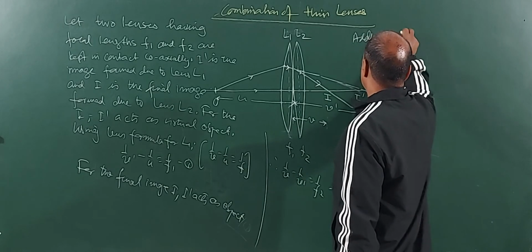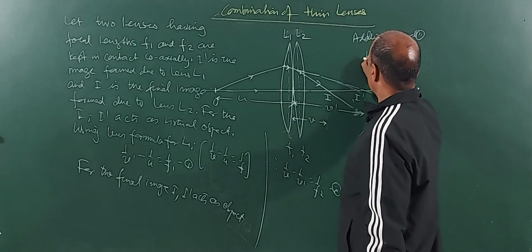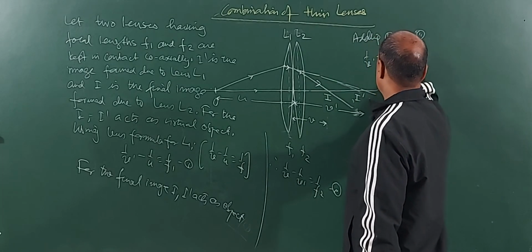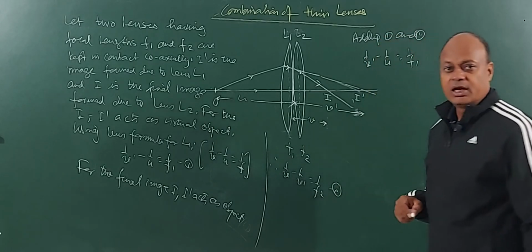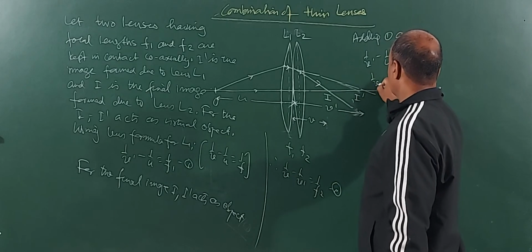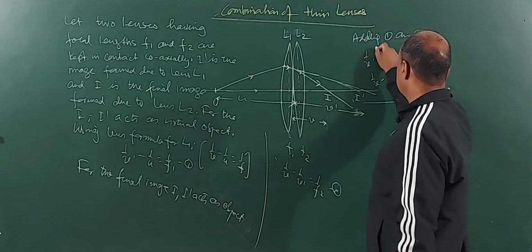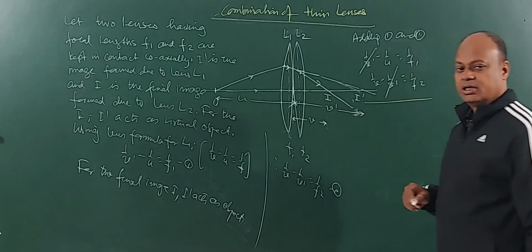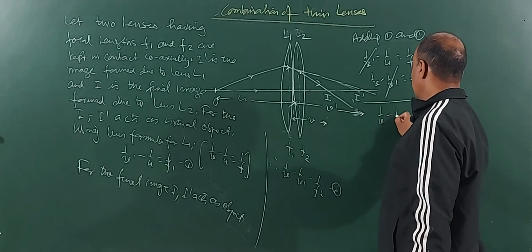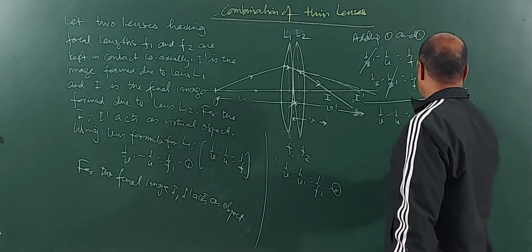Adding 1 and 2. Equation 1 is 1 by v dash minus 1 by u is equal to 1 by f1, and equation 2 is 1 by v minus 1 by v dash is equal to 1 by f2. If you add, the 1 by v dash terms cancel out, and what do you get? 1 by v minus 1 by u is equal to 1 by f1 plus 1 by f2. Let's say this is equation 3.